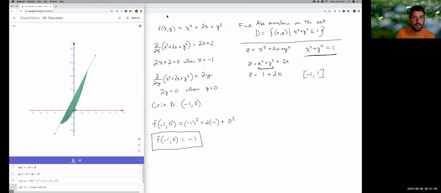Here, let's use a better color. Sorry. Let's try orange and see how that works. All right.